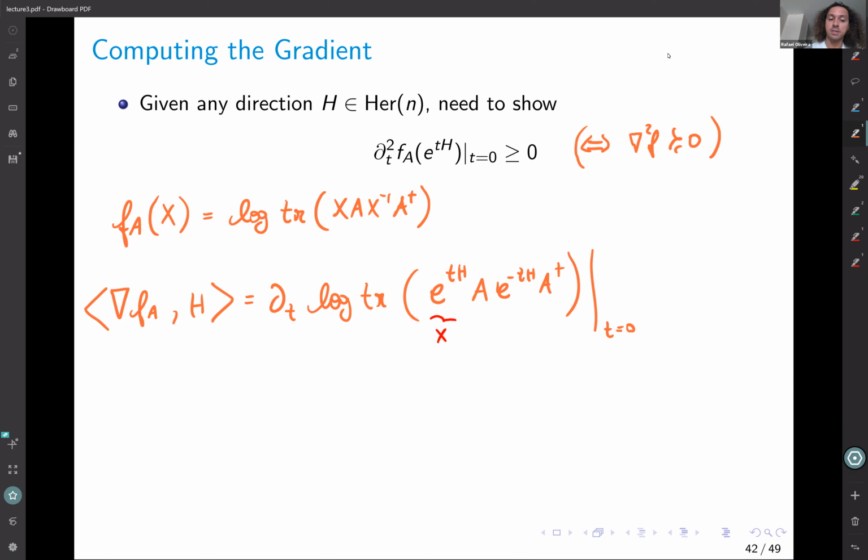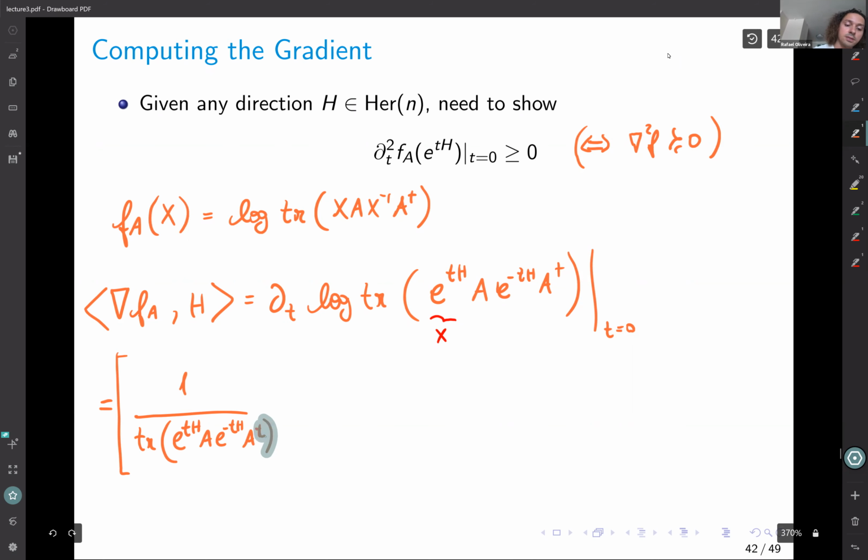Now, if we take the derivative, we can just use univariate calculus with some matrix computations. We have this derivative with respect to t, but based on the chain rule, the derivative of the log is 1 over the trace. So we would have here 1 over the trace of e^{tH} A e^{-tH} A dagger, and then we have, let me put a big parenthesis here because we have to take t to 0. Oh, sorry, this is dagger.